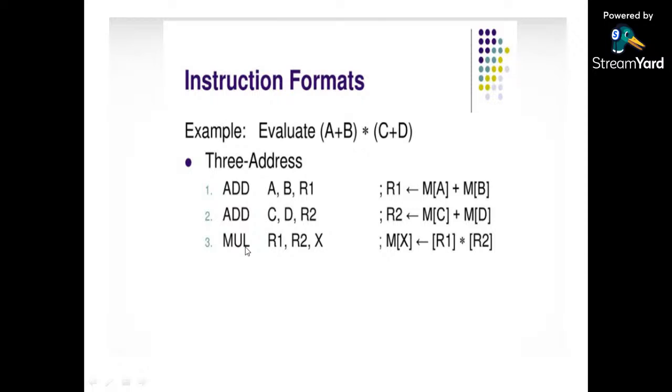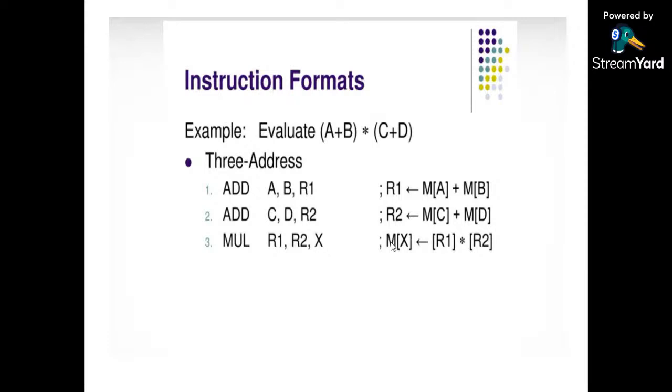So then the third step could be that we give a multiply command here: multiply r1, r2, x. R1 r2 means whatever value is stored in r1 will be multiplied by r2, and then the result is stored in the memory location x. So this thing is specified here. R1 is a general purpose register, R2 is a general purpose register. They are holding the value of A plus B and C plus D. Then these two values are multiplied, and then the result is stored in the memory location X.